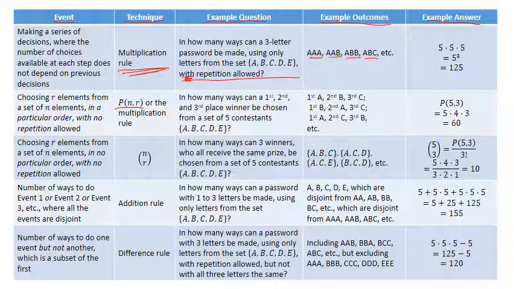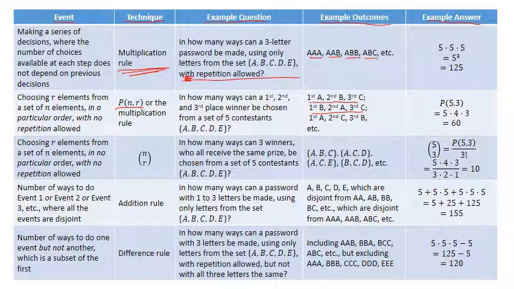So a typical example would be, in how many ways can a first, second, and third place winner be chosen from a set of 5 contestants? Obviously you can't win more than one of the prizes. So our contestants are A, B, C, D, E again. Some sample outcomes would be A wins first place, B wins second place, C wins third place. That would be considered different from B winning first place, A winning second place, and C winning third place. So you see that the order that you get the letters in actually makes a difference in the outcome.